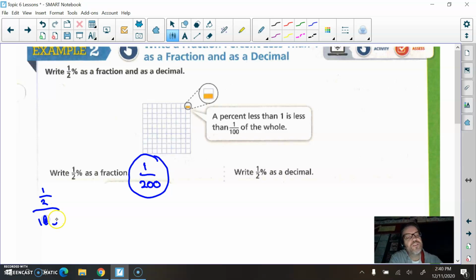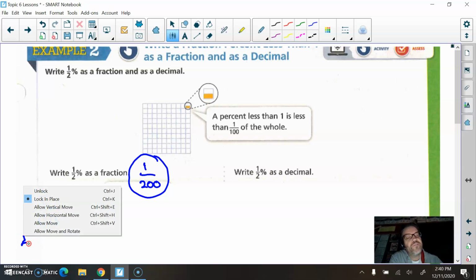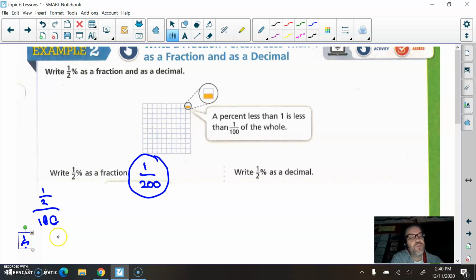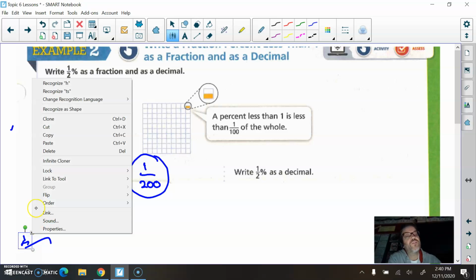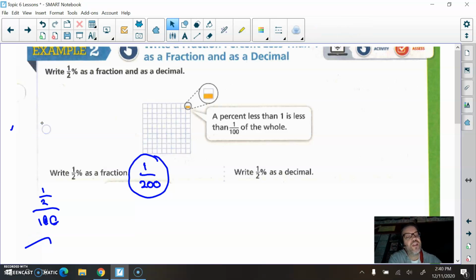Well, what does the fraction bar mean? It means divide, doesn't it? This really means 1/2 divided by 100, or 100 over 1. To divide by a fraction, don't you multiply by its reciprocal? We did that in an earlier chapter. So we have 1/2 times 1 over 100.